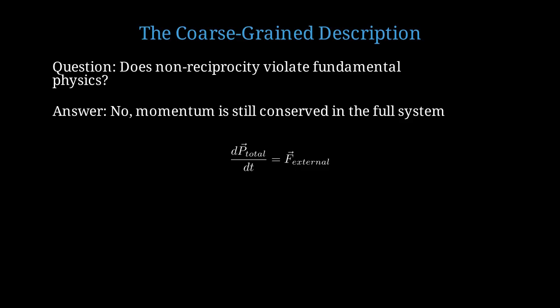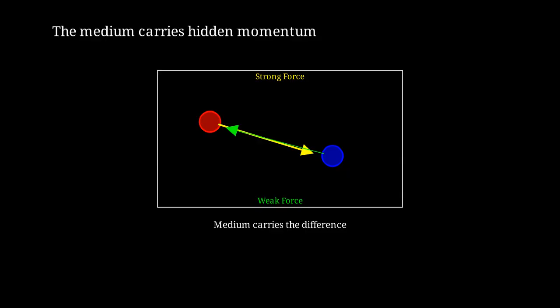Microscopically, Newton's third law still holds. The key insight is that the medium carries hidden momentum. When we trace out the medium's degrees of freedom to focus only on the particles, we obtain effective interactions that are non-reciprocal. In the coarse-grained particle description, the force from A to B can be much larger than the force from B to A. The momentum difference is carried by the medium, which we've integrated out.